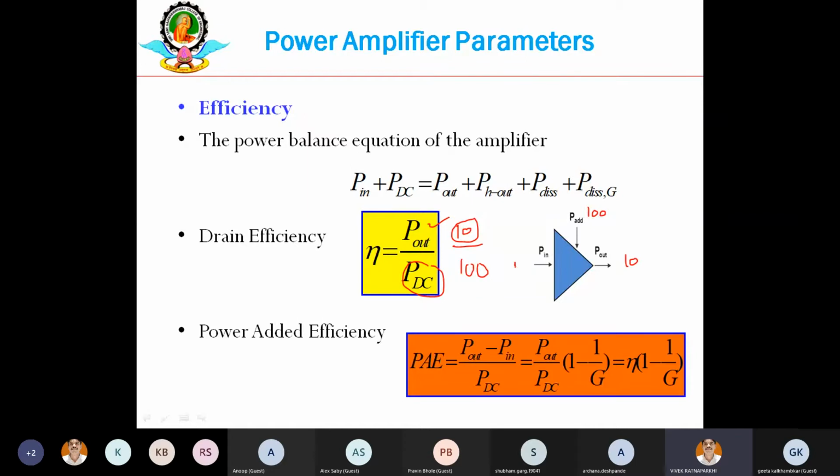But what input are you giving? Let us say you are giving 5 watt of input to generate 10 watt. That RF in, or power input, is also considered while defining the power added efficiency. So it is more appropriate to talk in terms of power added efficiency.